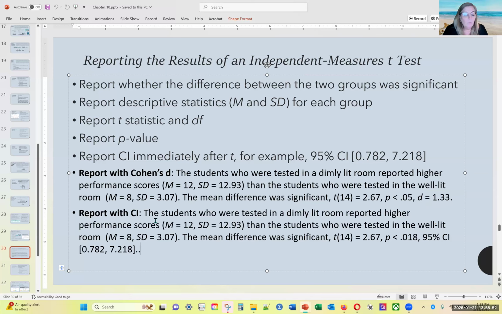All right, and then we report with confidence intervals, and everything is pretty much the same, but instead of the Cohen's d at the end here, we report confidence intervals like so. All right, this is a typo. Just one period will do.